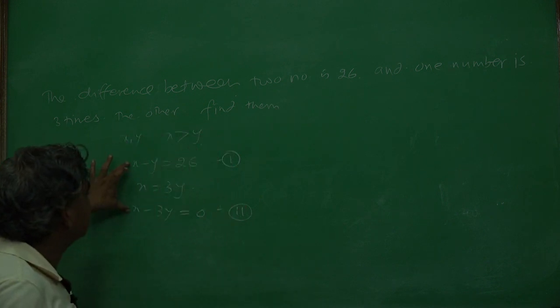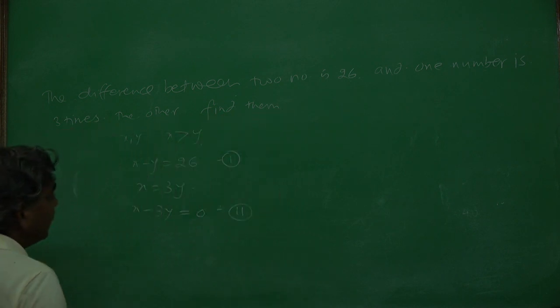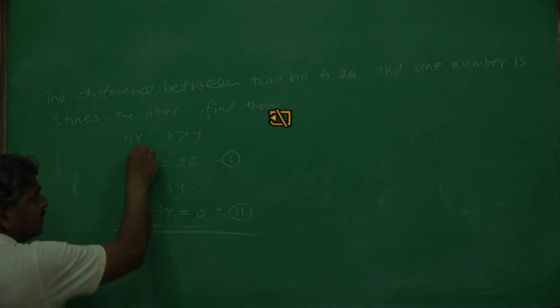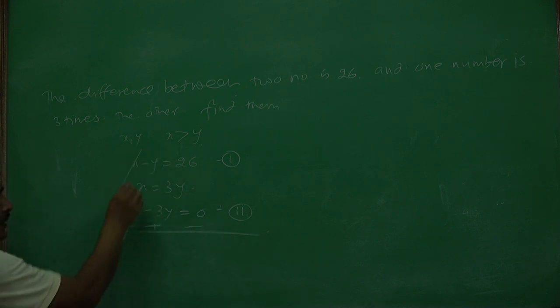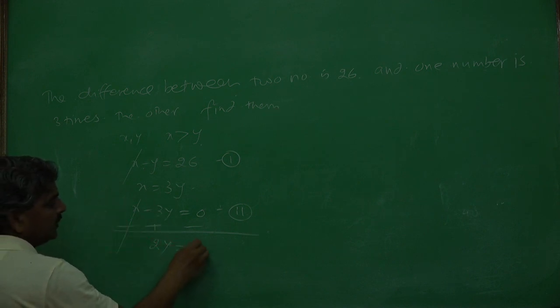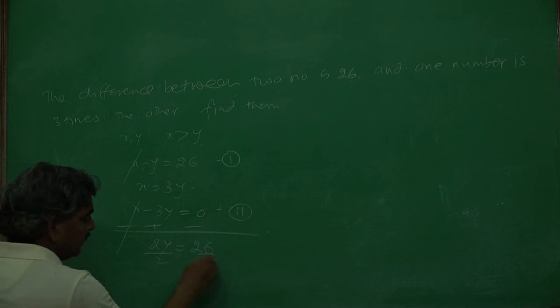In both equations, the coefficient of x is equal. You can solve it comfortably. Okay, subtract the equations. If I subtract the equations, x gets cancelled. Minus y, okay, plus 3y, that is 2y is equal to 26. Divide both sides by 2. If I divide by 2, y is equal to 13.